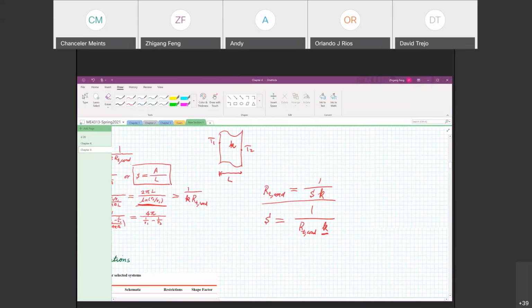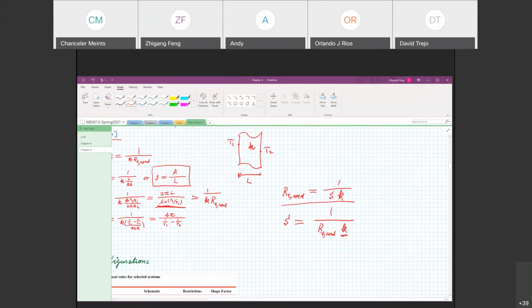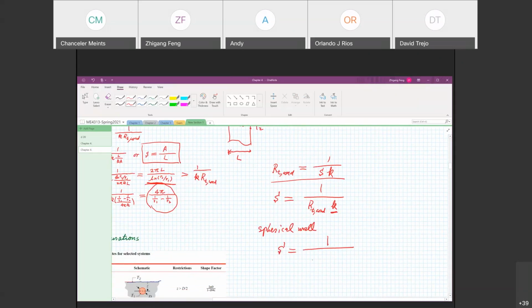So, let's say, for a spherical wall, the shape factor for this configuration is equal to 1 over the thermal resistance multiplied by K. The thermal resistance of a spherical wall, we know, is equal to (1 over R1 minus 1 over R2) divided by 4 pi K. That's the thermal conduction resistance, multiplied by K. So K cancels out and it is equal to 4 pi divided by (1 over R1 minus 1 over R2). So that's the shape factor for a spherical wall. Okay.